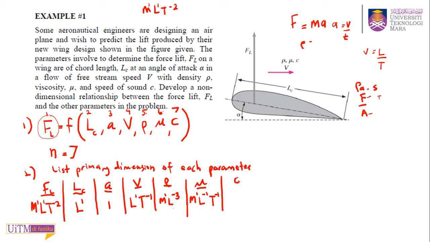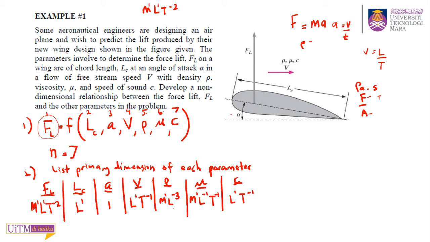And last one for the speed of sound. So what is the primary dimension for speed of sound? It is speed lah, velocity kan. L1 T minus 1 kan. Okay, similar with the V lah. So this is your second step. You need to list all the primary dimensions for each parameter. Okay.